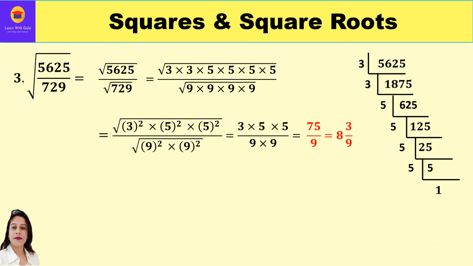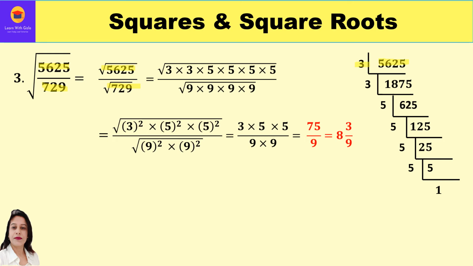Now let us take up the third question, where we are asked to find the square root of 5625 upon 729. First of all, we will apply rule 2 and split it. We will write square root of 5625 upon root of 729. Further, we shall find the factors of 5625, so we shall use the prime factorization method.